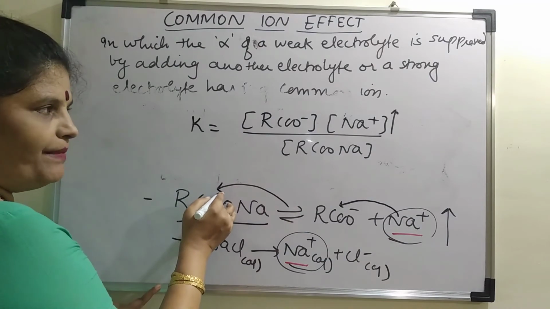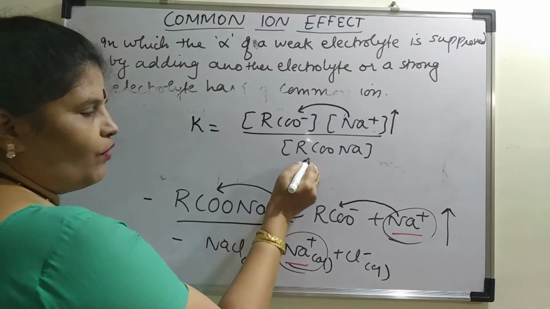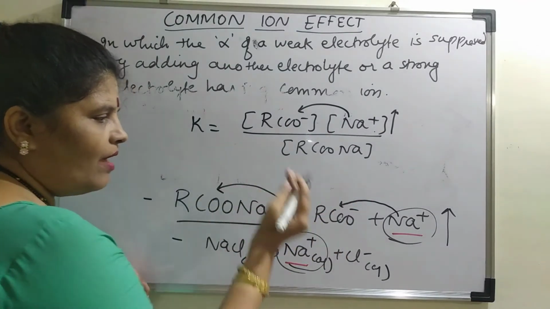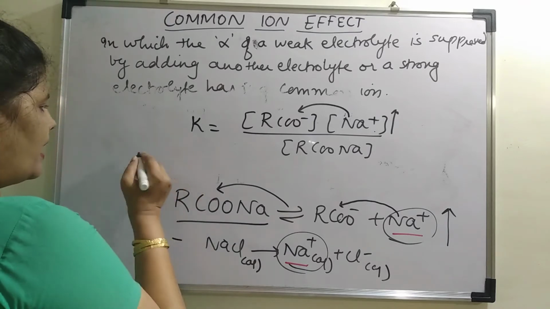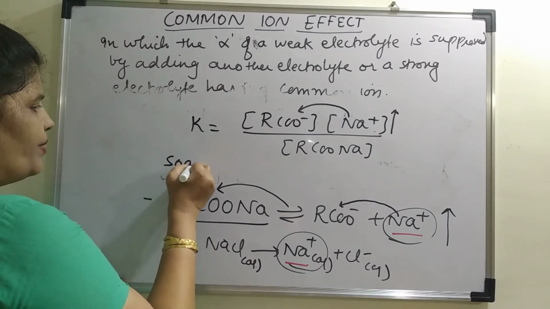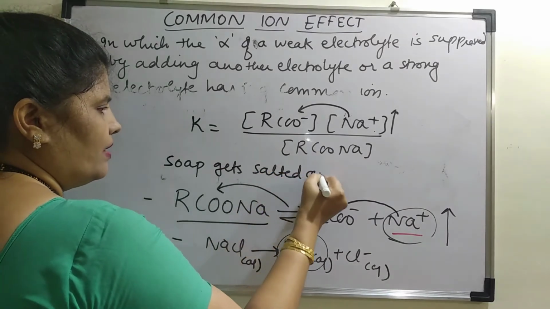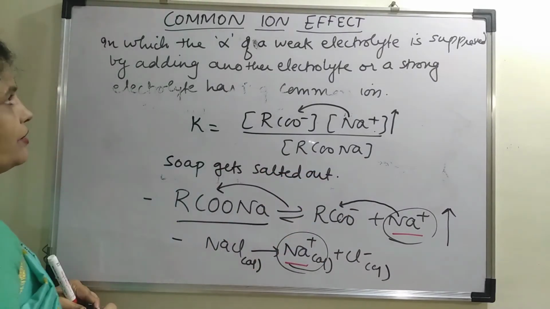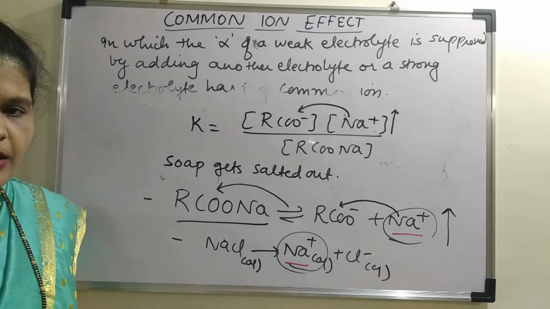What is happening? The concentration of this will decrease, it will combine with this and form this. So the reverse reaction is favored and thus it gets salted out. In this way the soap gets salted out. So this is the first application of the common ion effect. Here the principle that works is Le Chatelier's principle.